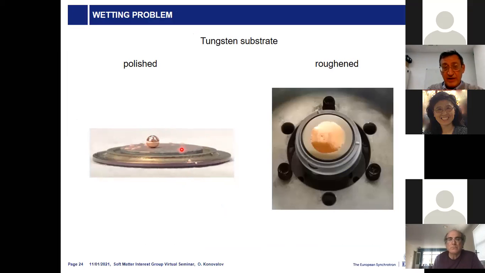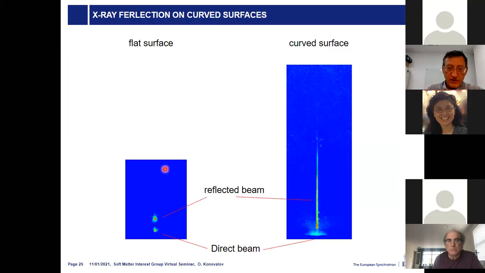So we made a modification of the tungsten surface. We made it rough in a way that the effective wetting angle would be much smaller, and then we can cover the surface with a small lens with a higher curvature, which already allows us to do measurements. For example, here, if we look at what we can see on the two-dimensional detector when we reflect from a flat surface, this is the rest of the direct beam, this is the specularly reflected beam. They are well separated, and this is a point-like scattered beam.